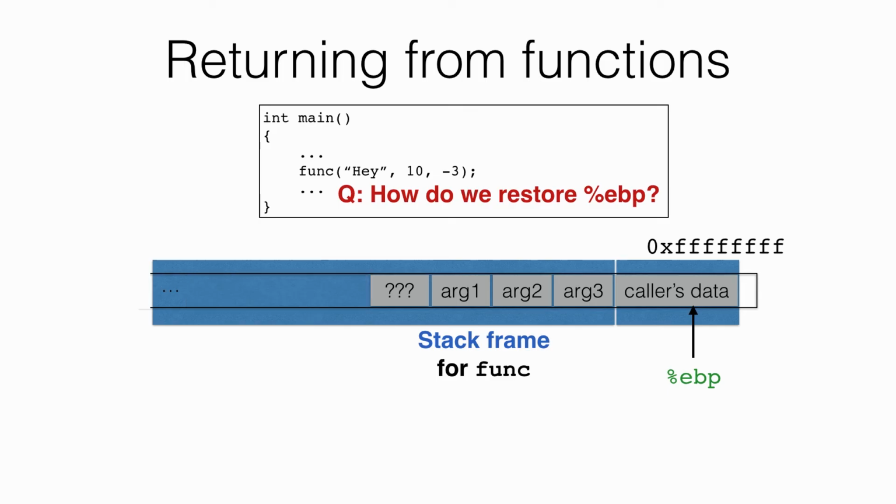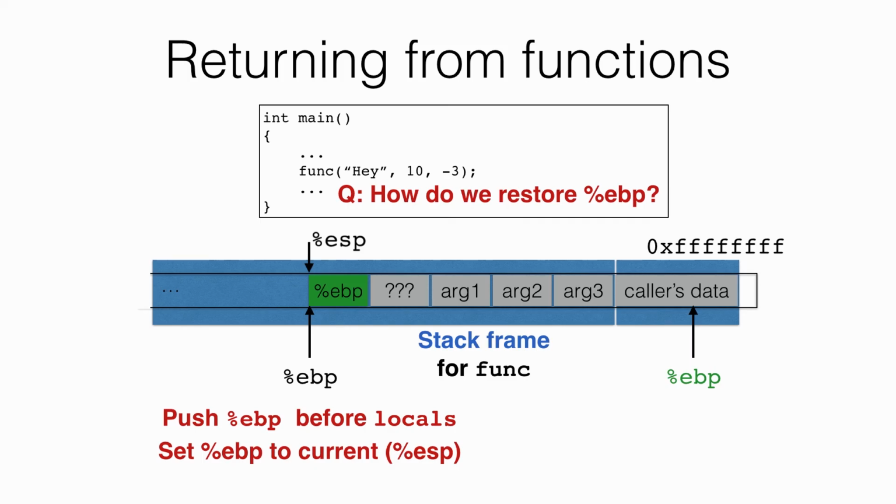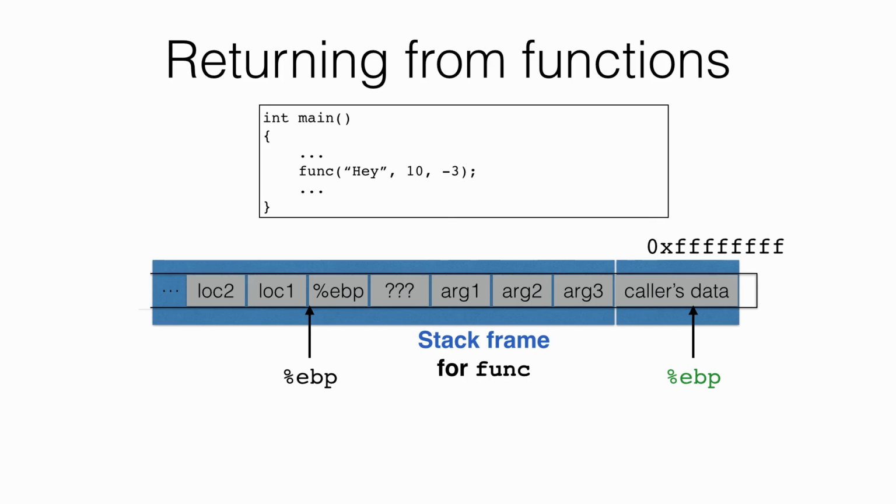Well, let's think about how main is going to call func in the first place. What it will do is push its 3 arguments, arg3, arg2, arg1, here "hey", 10, minus 3. It'll push some other data that we'll see in a minute. At this point, the stack frame pointer is right here. Now we can save main's frame pointer right on the stack. At this point, we can update the frame pointer to be the current stack pointer. And now, when the func function starts to run, it will push its local variables after the current stack pointer. And here we are, back where we started.